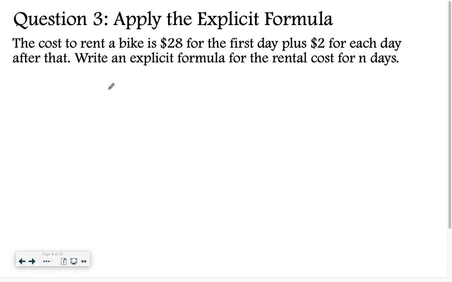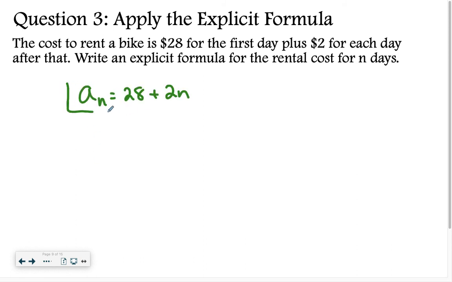All right, question 3. Your turn to write an explicit formula. The cost to rent a bike is $28 for the first day, plus $2 for each day after that. Write an explicit formula for the rental cost for n days. Good luck.